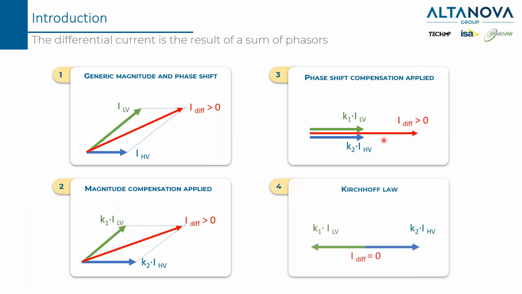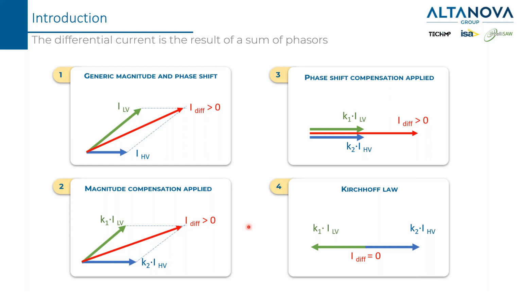We also have to consider the direction, the same concept that I explained before. The current flowing into the transformer is positive, and the current flowing out is negative. In other words, they have opposite directions, so the two arrows are like this. In this case, the differential current is finally equal to 0.